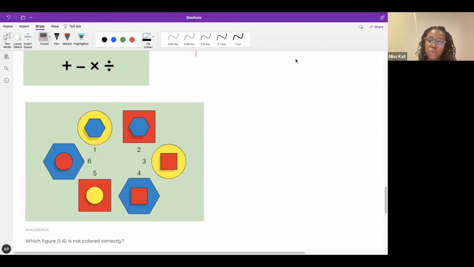Abu says 2. He says 5 is the wrong color. Simone says 6. Okay. Why is 5 the wrong color? Because, ma'am, the circle is yellow. Are we looking at the big one or the small one? Both shapes. Yeah, ma'am, because one side is yellow and the other side is red.